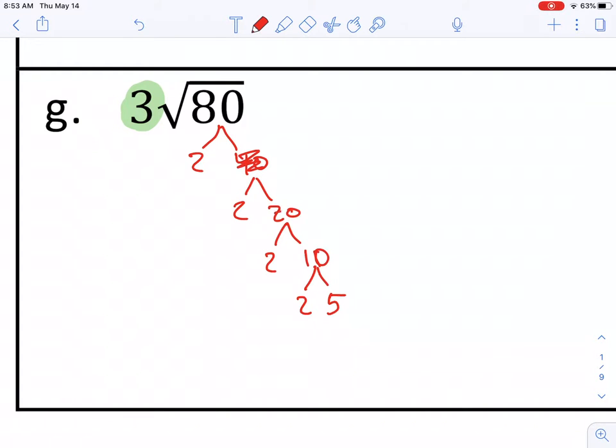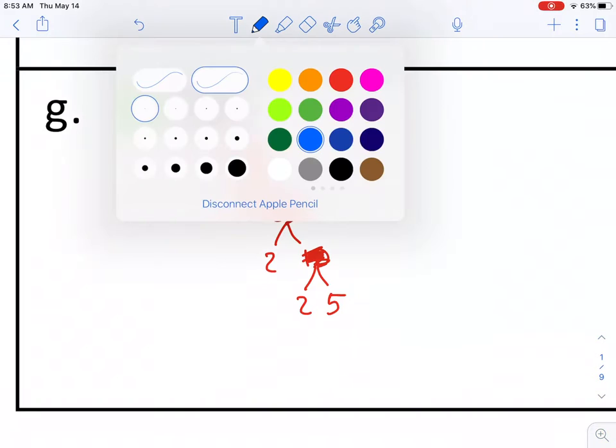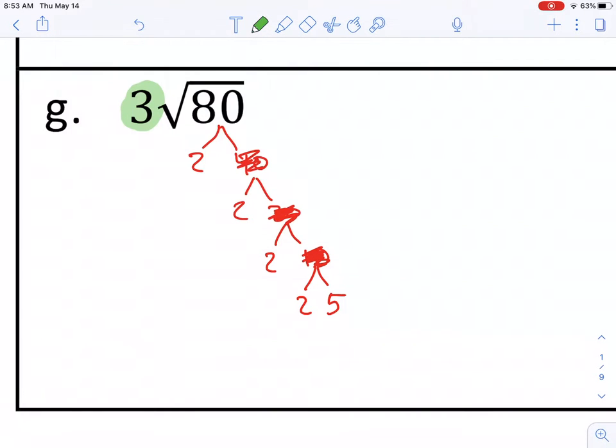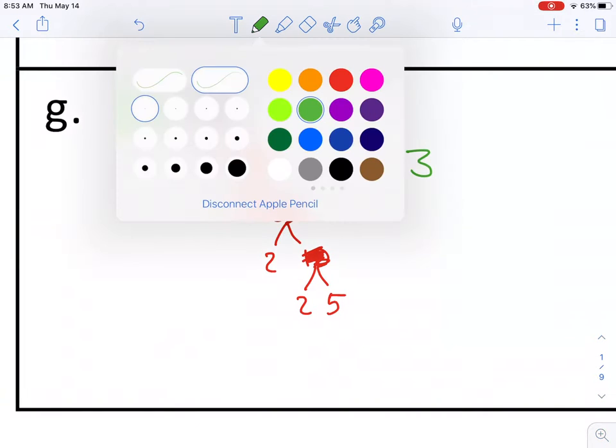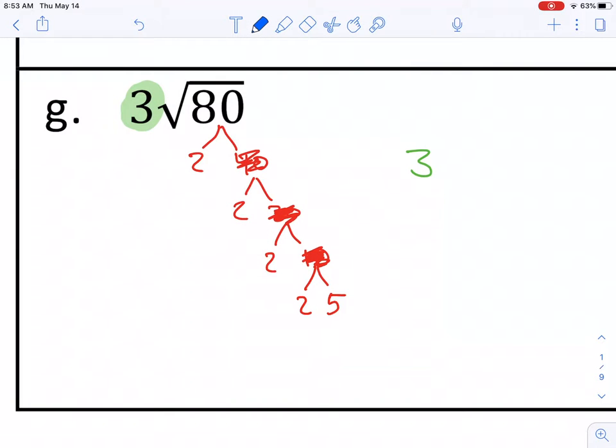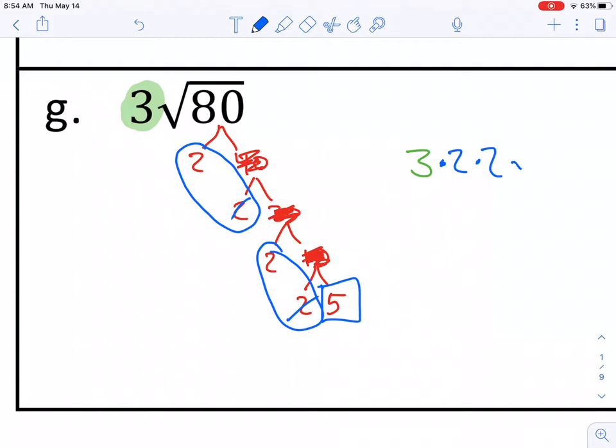If it helps, we can focus on our prime factors. So I have this 3 highlighted in green. I'm going to write it in green over here. We have a 3 waiting outside. As I find groups of pairs, they're going to multiply with that 3. And my 5 doesn't have a pair, so it stays inside.